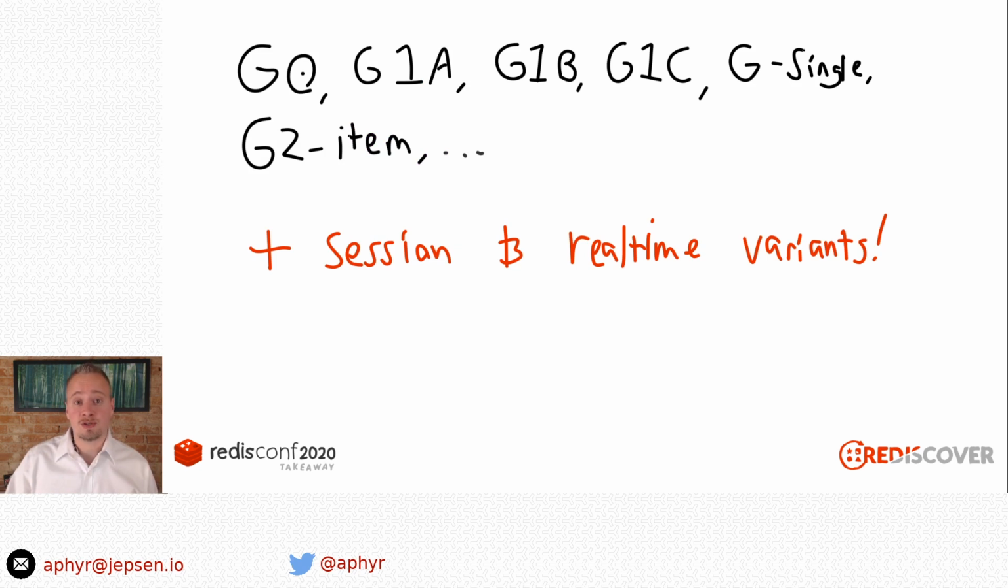So we can detect G0, which is dirty writes, G1A, aborted reads, G1B, intermediate reads, G1C, write information flow, G-single, which is read skew, and G2-item, which is a type of anti-dependency cycle. And we can also detect session and real-time variants, which is enough to get us up to strict serializability.